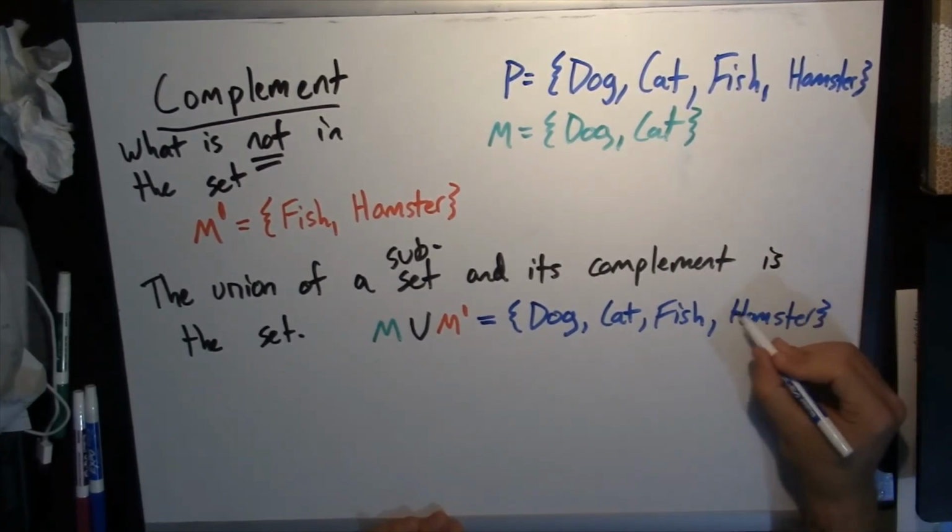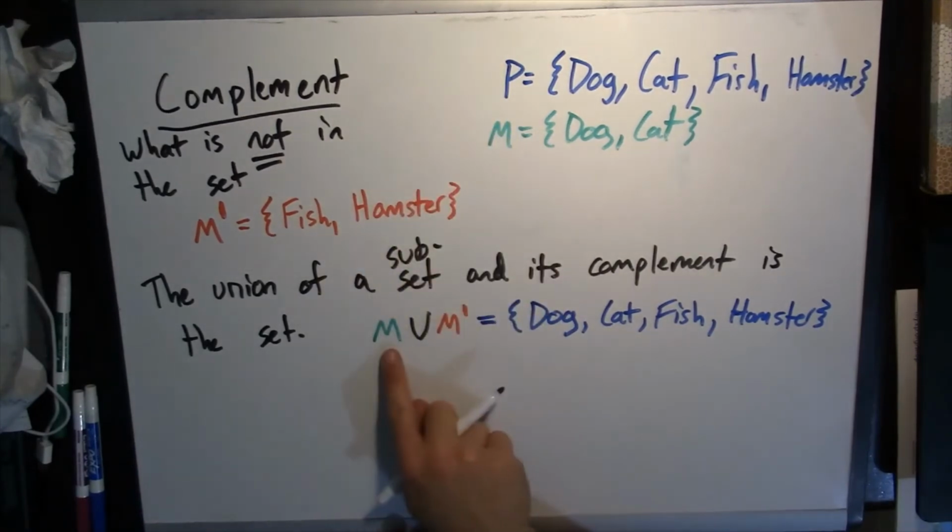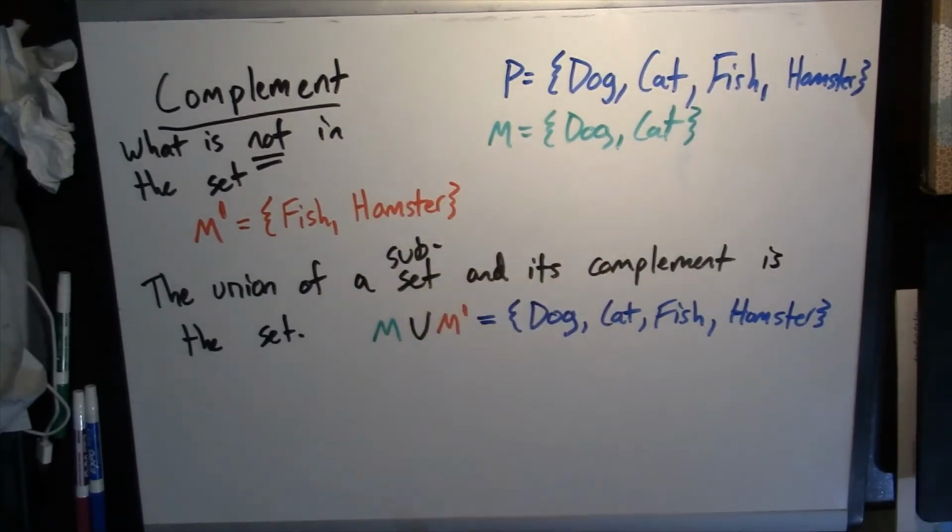So we're back to where we started. We're back to P. So M union M prime is P. So that's just one thing about the union of a subset and its complement. It makes up everything. It's either going to be in the subset or it's not going to be in it. There's never going to be anything left over.